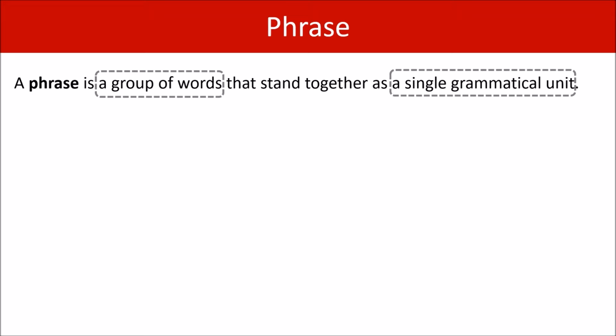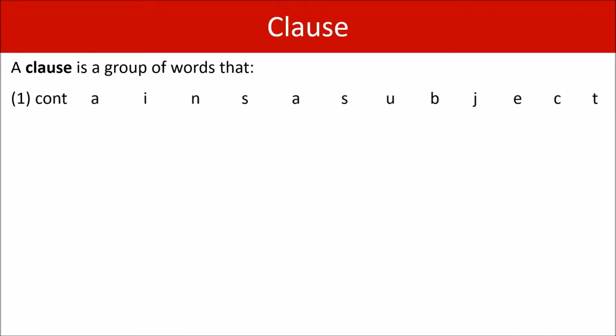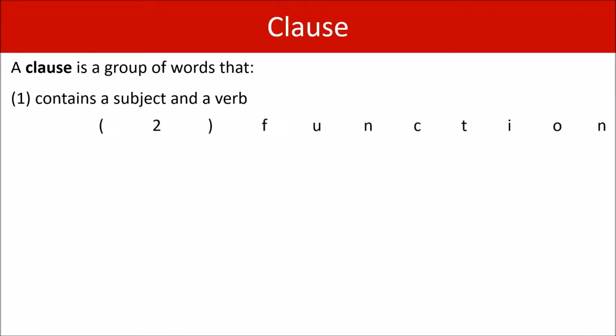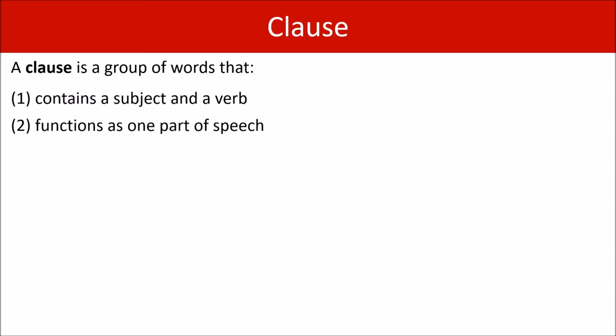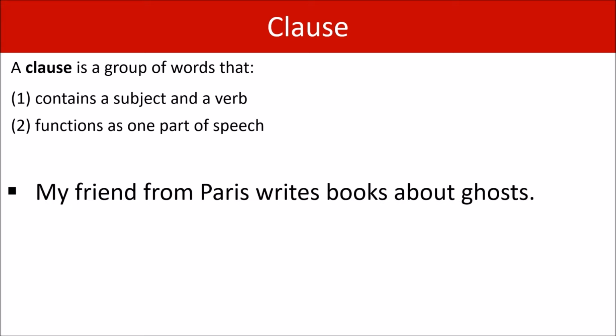Before we talk a little bit more about phrases, we've got to talk about clauses, because phrases contrast with clauses. The definition is quite similar. A clause is a group of words that contains a subject and a verb, and that's where it's different, that functions as one part of speech, or one grammatical unit. So point 2 here is the same, but point 1 is different, contains a subject and a verb. Look at this example. My friend from Paris writes books about ghosts. From Paris. That is an adjectival phrase describing my friend.